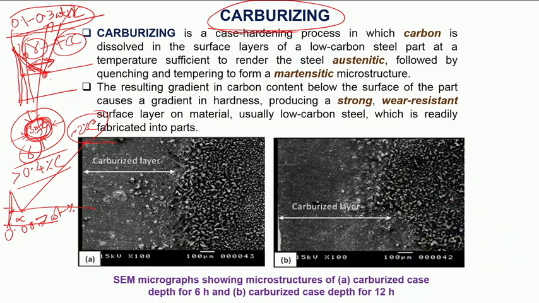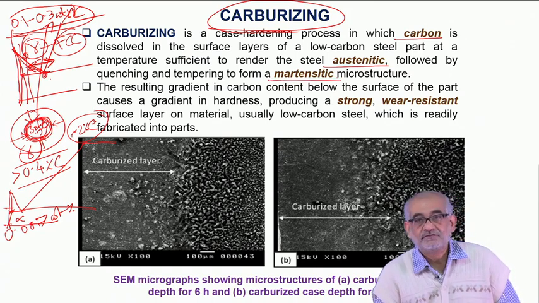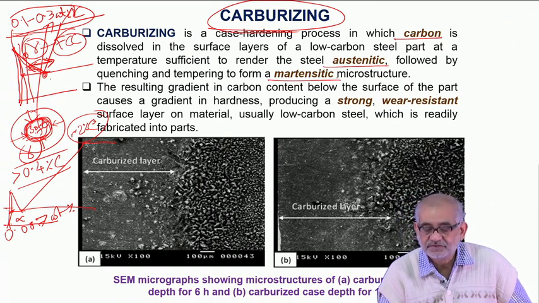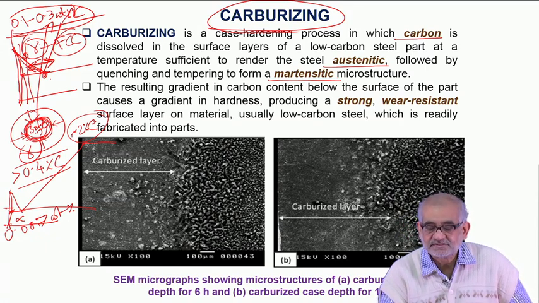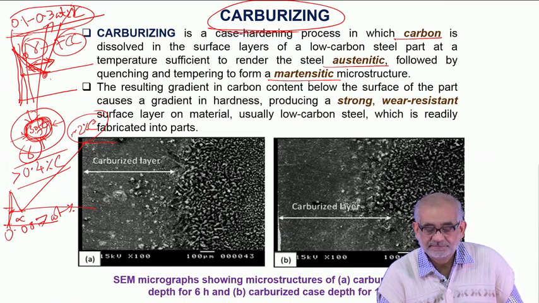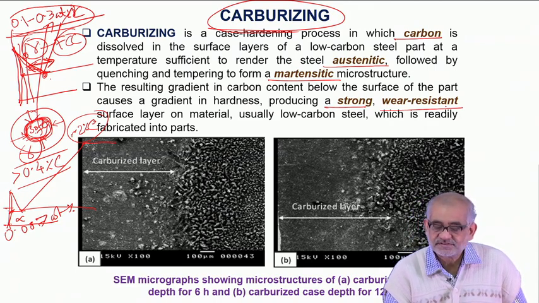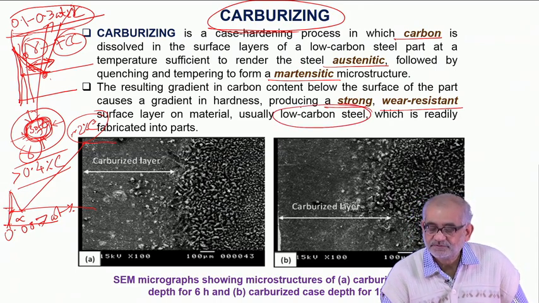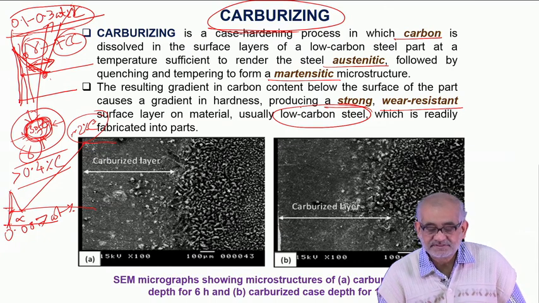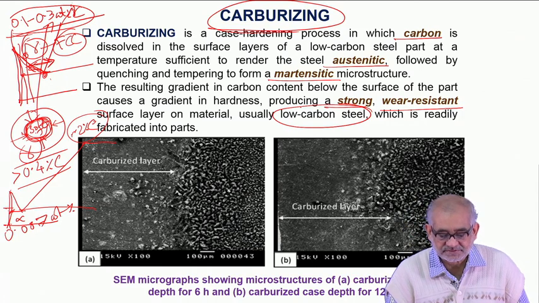So, the process is the same, as I said, enriching the surface with carbon. We heat and take the surface up to a controlled depth to austenite, and then subsequently we employ a separate heat treatment to convert the carbon enriched surface to the austenitic range, and then it is quenched to martensite. What we get in turn is a strong, very resistant surface, and the stock to begin with will ideally be a low carbon steel, which is used for various manufacturing processes.